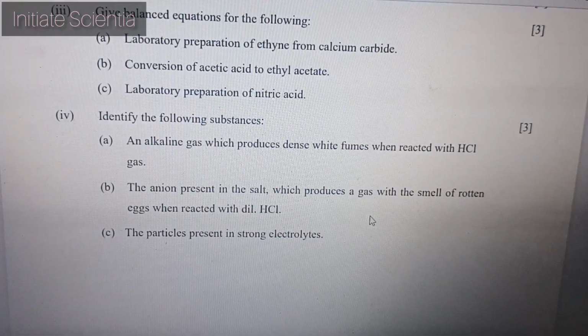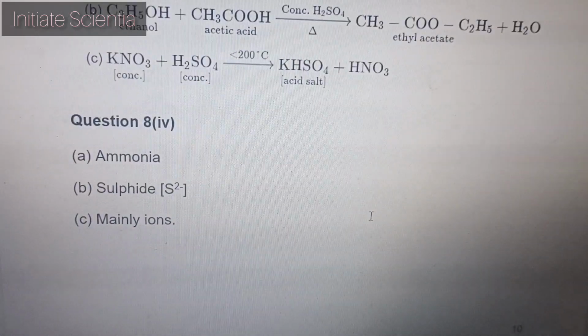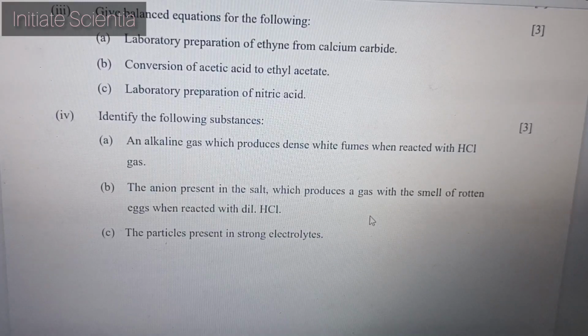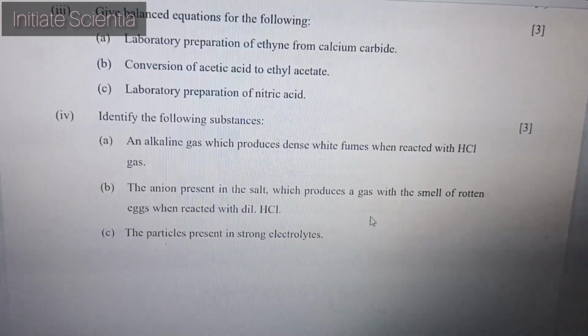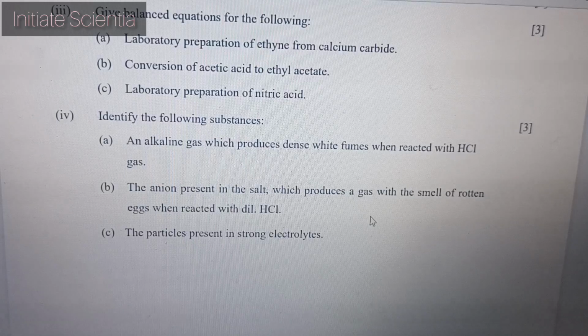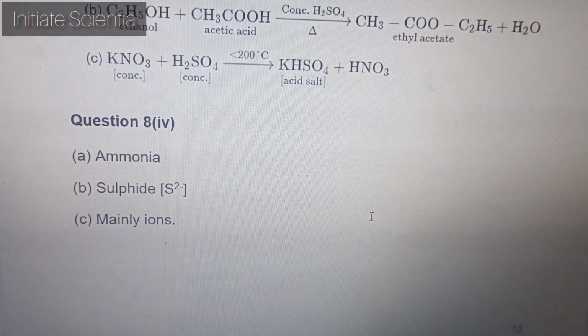Identify the following substances. An alkaline gas which produces dense white fumes when reacted with HCl gas. Ammonia. The anion present in the salt which produces a gas with the smell of rotten eggs when reacted with dilute HCl. Sulfide, S2-. The particles present in the strong electrolytes: mainly ions.